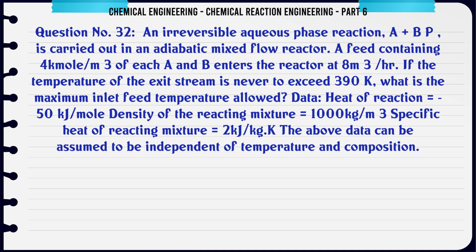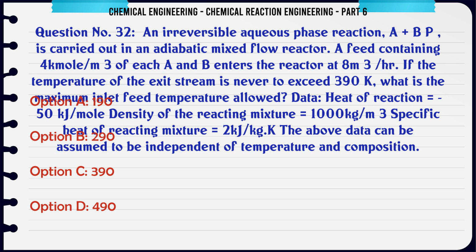An irreversible aqueous phase reaction A + B → P is carried out in an adiabatic mixed flow reactor. A feed containing 4 mol/m3 of each A and B enters the reactor at 8 m3/hr. If the temperature of the exit stream is never to exceed 390 K, what is the maximum inlet feed temperature allowed? Data: heat of reaction 50 kJ/mole, density of the reacting mixture 1000 kg/m3, specific heat of reacting mixture 2 kJ/kg.K. The above data can be assumed to be independent of temperature and composition.